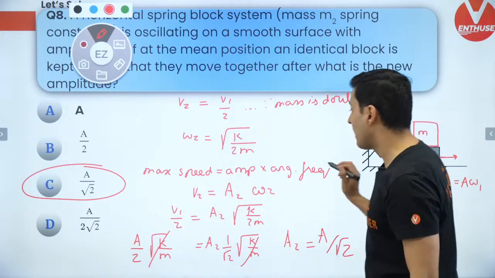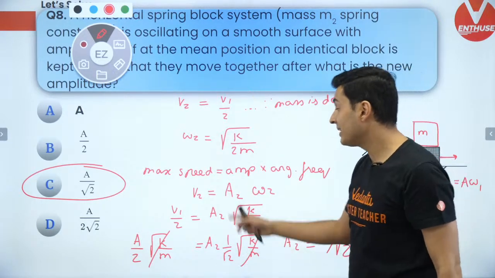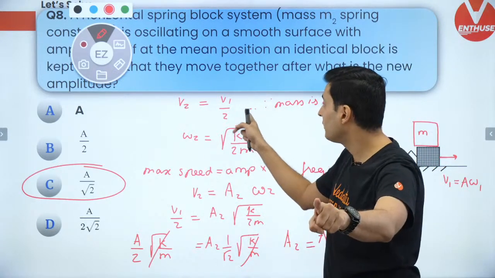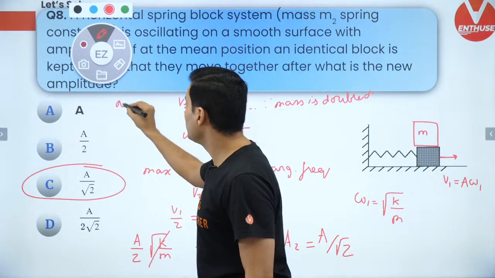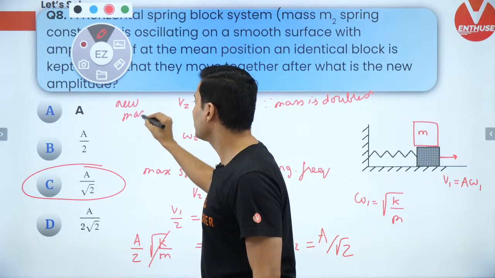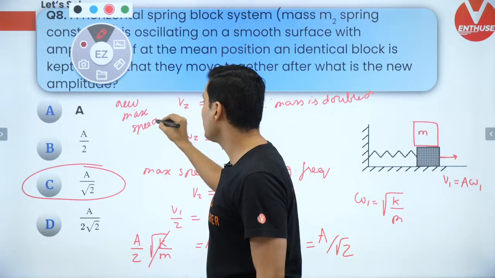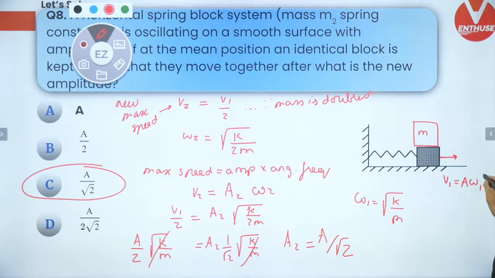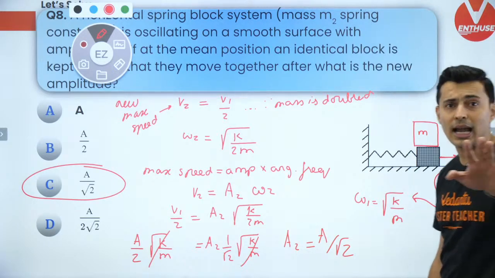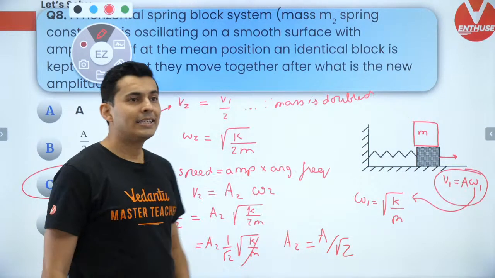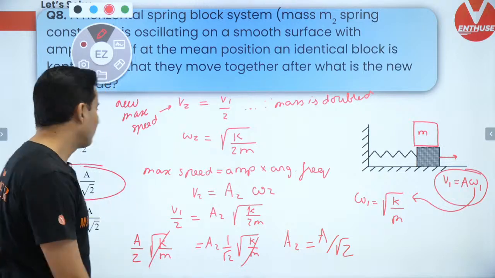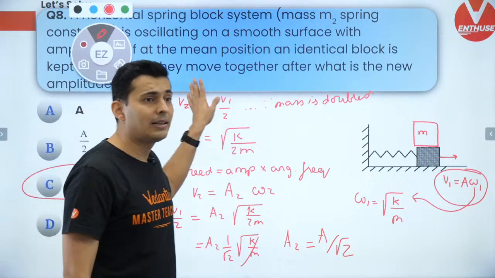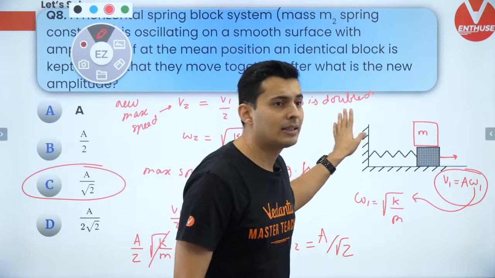So max speed is amplitude into new angular frequency. The new max speed will be half. This V2 is the new max speed. Keep this in mind, because mass has been doubled. And the original V1, we just told it is A into omega, and omega is this one. So that's all I have done. I hope this is clear. Yes, it was a very similar question. Very good. I hope it is clear, Varshita N.